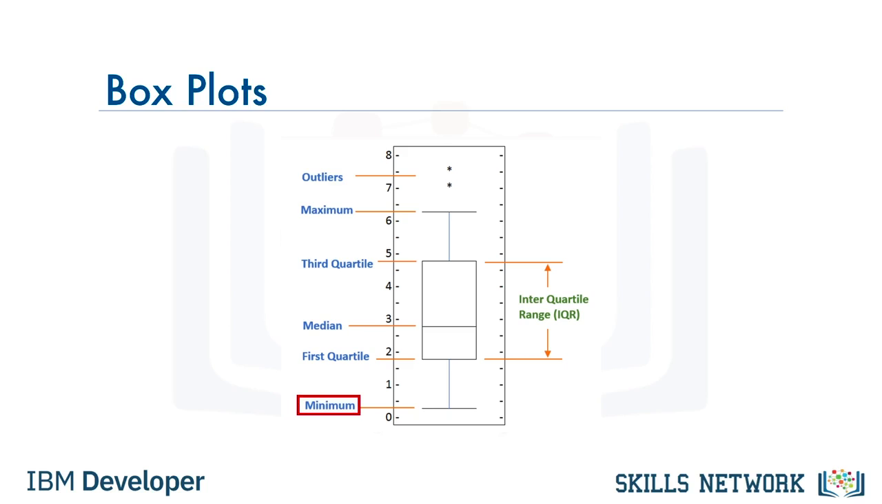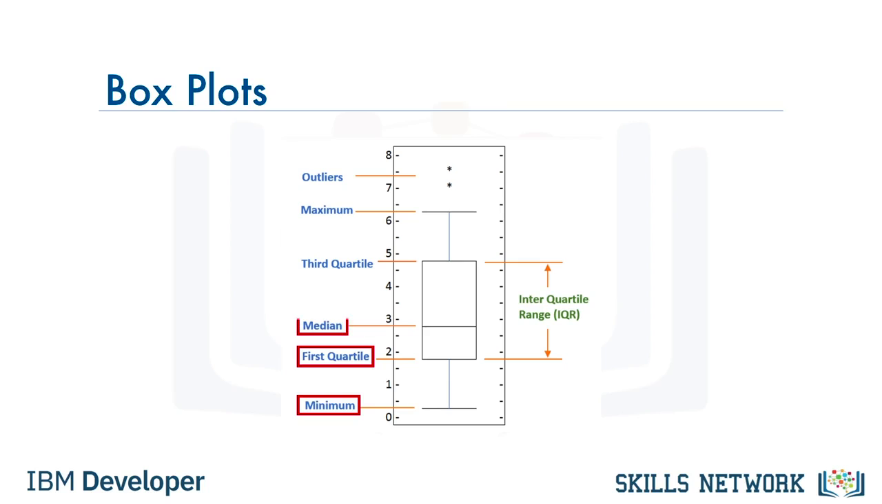The first dimension is minimum, which is the smallest number in the sorted data. Its value can be obtained by subtracting 1.5 times the IQR, where IQR is the interquartile range, from the first quartile. The second dimension is first quartile, which is 25% of the way through the sorted data. In other words, a quarter of the data points are less than this value.